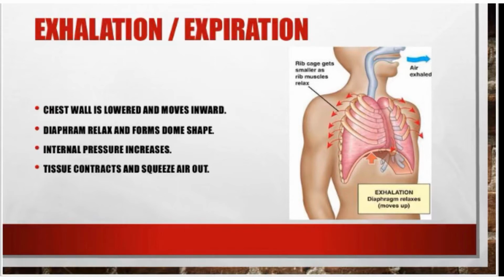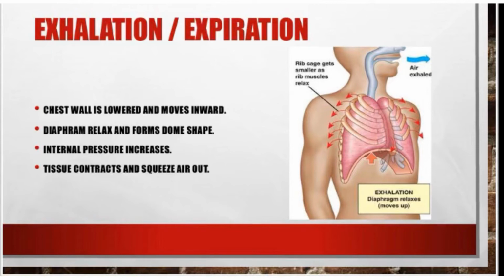Now the chest wall is lowered and moves inward, the diaphragm relaxes and forms a dome shape, internal pressure increases, the tissue contracts and squeezes air out. Clear with this? And then you can see the picture there also. Exhaled air, and the rib cage gets similar as the rib cage relaxes. Okay, rib muscles relax, and then the dome shape is formed. The arrow you can see upward. The diaphragm is formed into a dome shape, and down in the box you can see exhalation. The diaphragm relaxes and moves up.